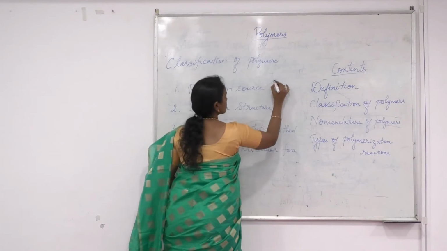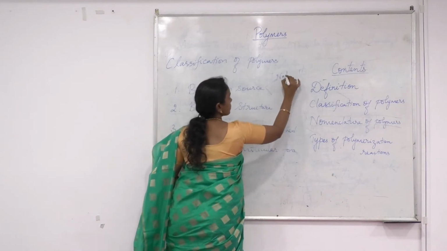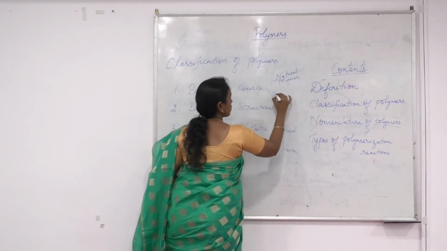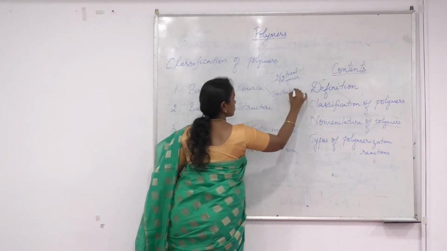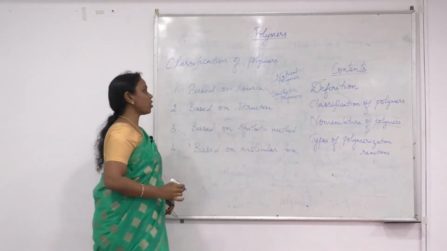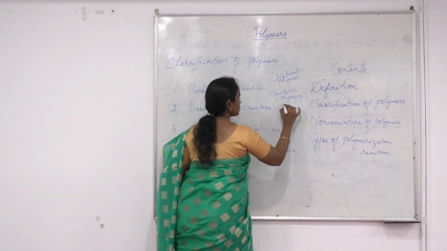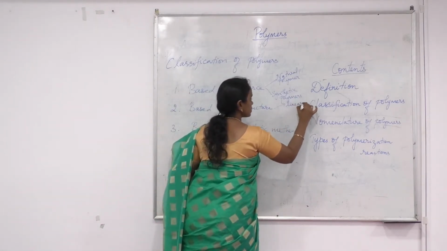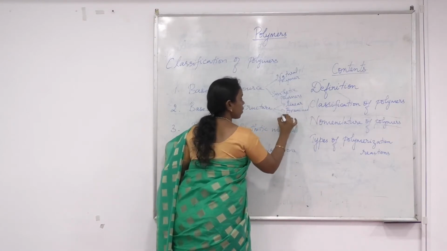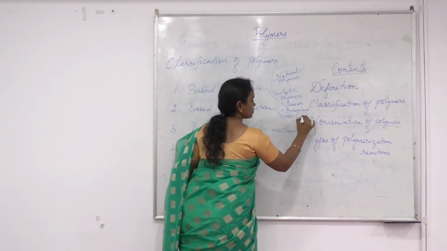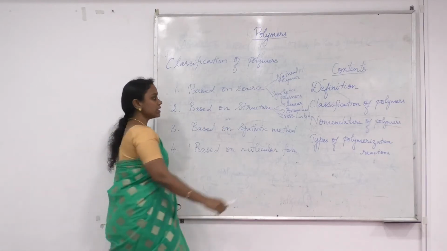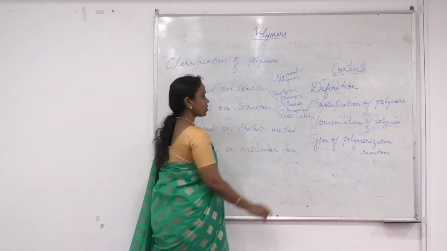Based on the source, polymers can be classified into natural polymers and synthetic polymers. Based on the structure, polymers can be classified into three types: linear polymers, branched polymers, and cross-linked polymers.